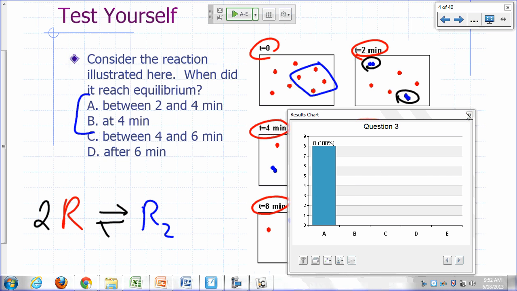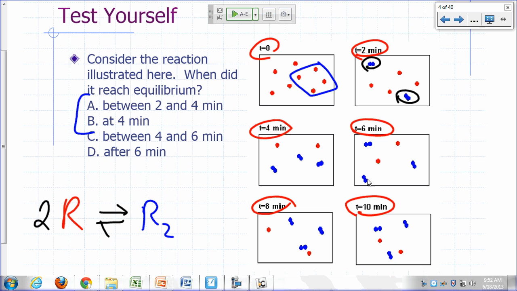You know at 4, it's at equilibrium, right? It hasn't changed since 4 until 10 minutes, but you don't know if that could have happened before the 4-minute mark. You know it's happened somewhere between the 2-minute mark and the 4-minute mark, okay?